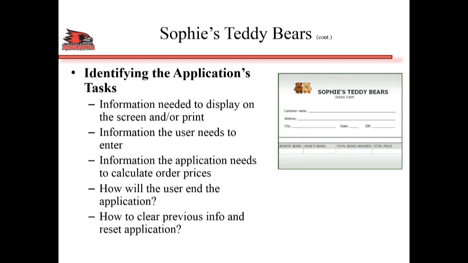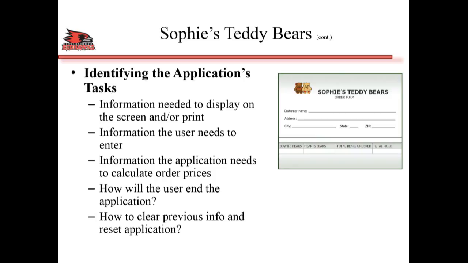So the questions we need to ask to design an application are: what kind of information do we need to display on the screen, and for printing, and what kind of information does the user need to enter to get the desired output? What kind of information does the application need to calculate the order prices? How is the user going to end the application? This is generally a pretty simple one. There should be a red cross button or an exit button to exit or end the application.